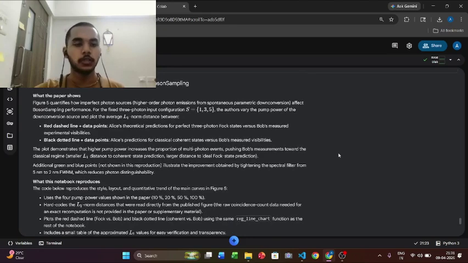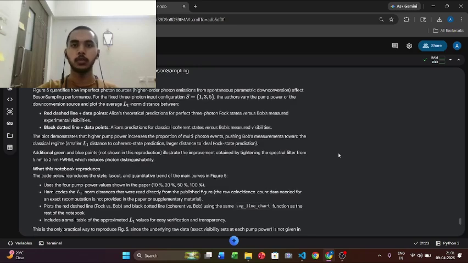Finally, we reach figure 5, which is imperfect Fock states in boson sampling. This is one of my favorite flaws in the paper because it connects the theory to a very real experimental limitation. As pump power increases, the down conversion source produces more higher order photon number terms. That helps the count rate, but at the same time makes the input state less ideal.